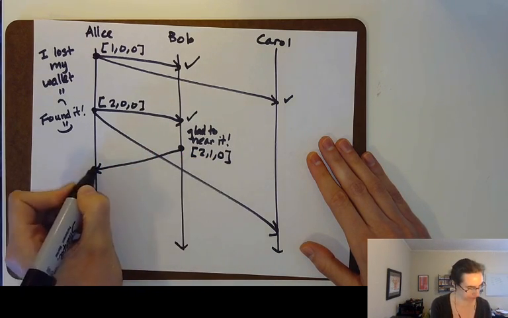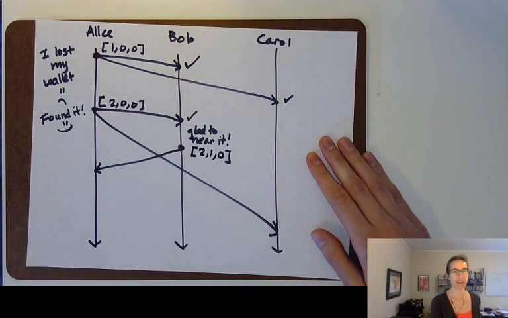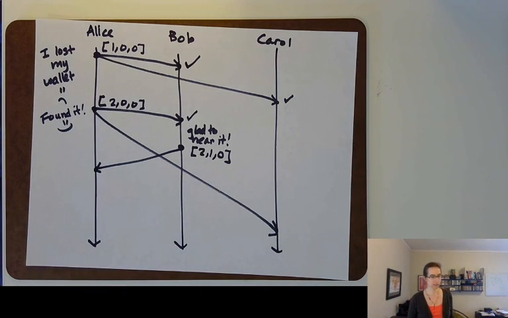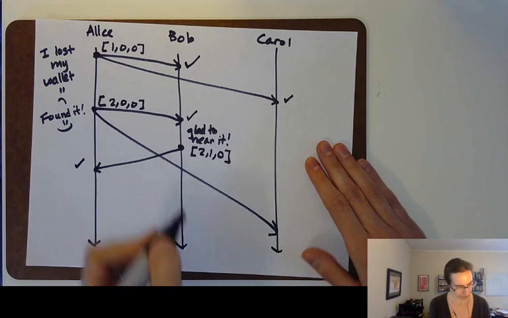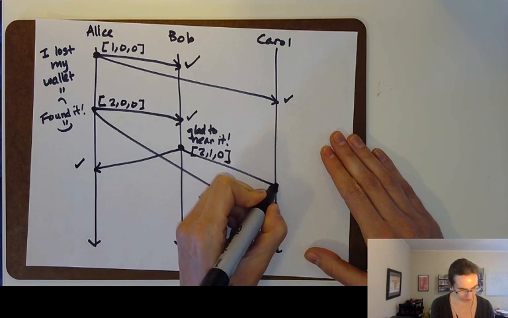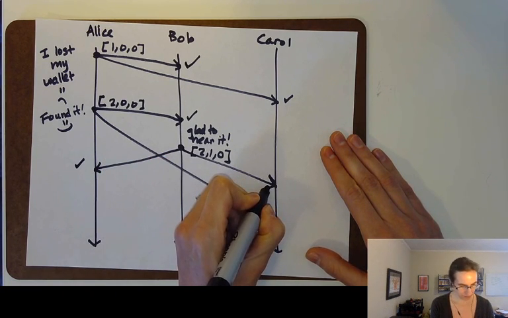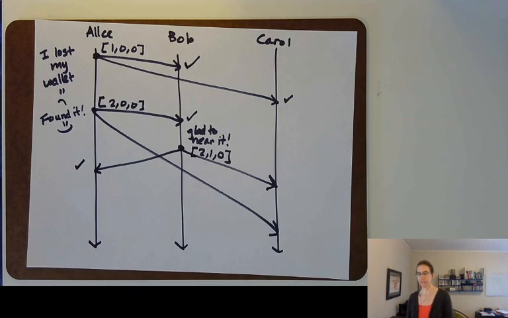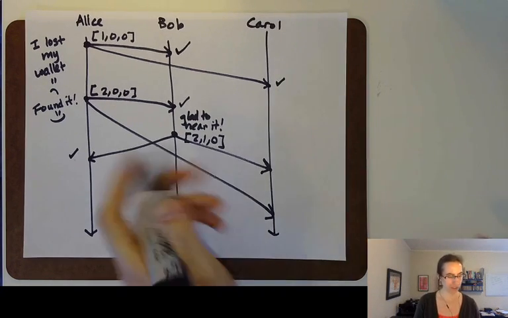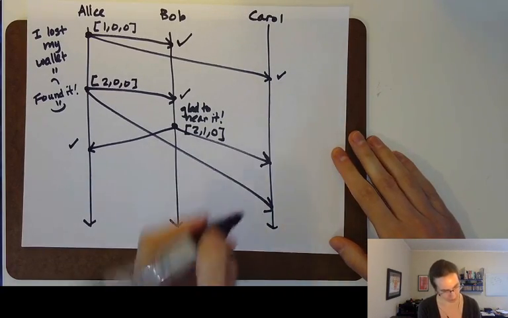It gets here. Is it okay to deliver that message at Alice? Sure. Deliver that one. But if it also comes over here to Carol, is that one okay to deliver? Nope. Thankfully not, right? Because Carol would probably be pretty unhappy if Bob's response to Alice losing her wallet was, glad to hear it. So that one gets queued.